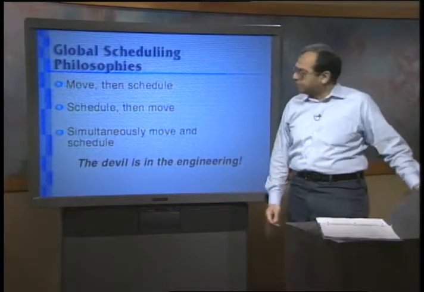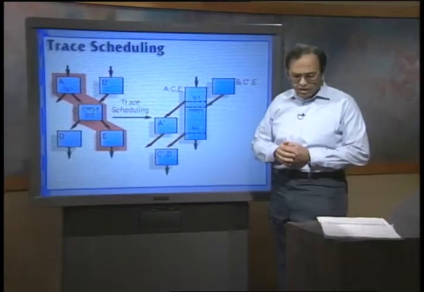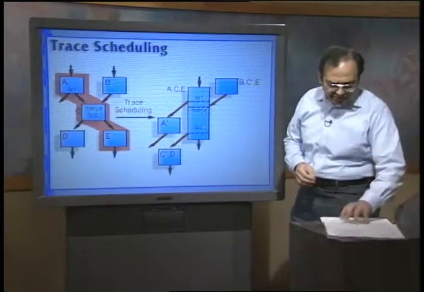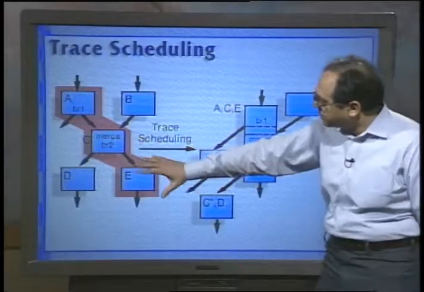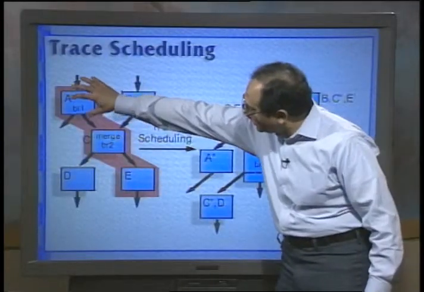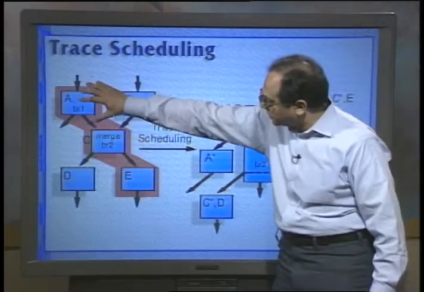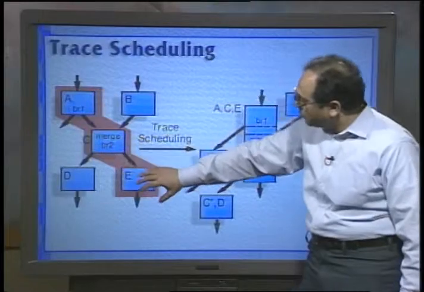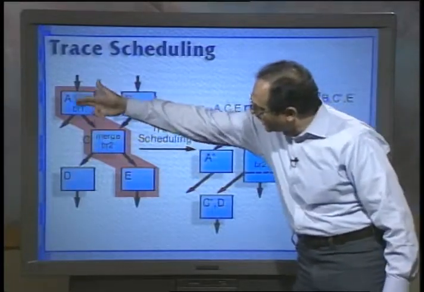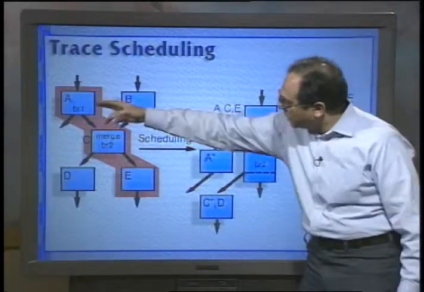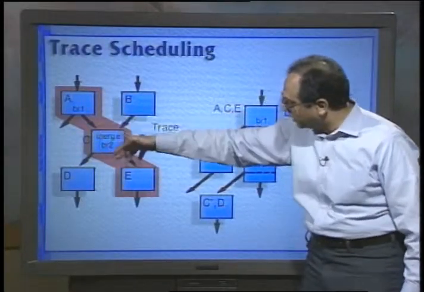And let me talk to you about a couple of those approaches. One approach is what is known as trace scheduling. And it depends on the concept of a trace. A trace is a linear sequence of basic blocks, contiguous basic blocks, which are acyclic. So here are 3 basic blocks, A, C, and E. They each follow one another. They're contiguous. They're linear. There's no branching involved.